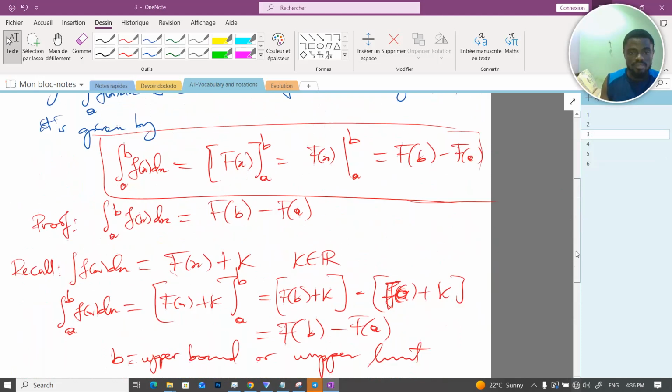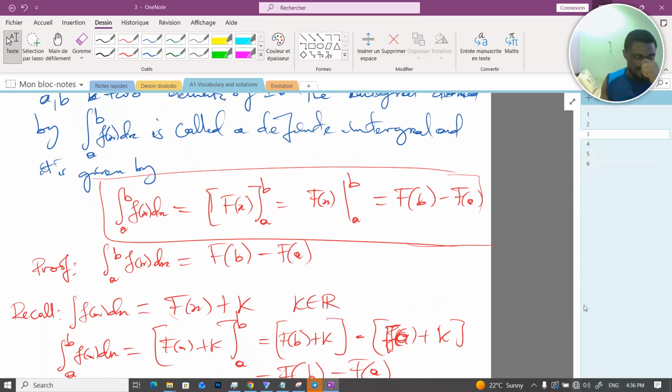A definite integral. So let's take ourselves in the next video where we are going to see some basic algebraic rules in calculating integrals. See you in the next video.